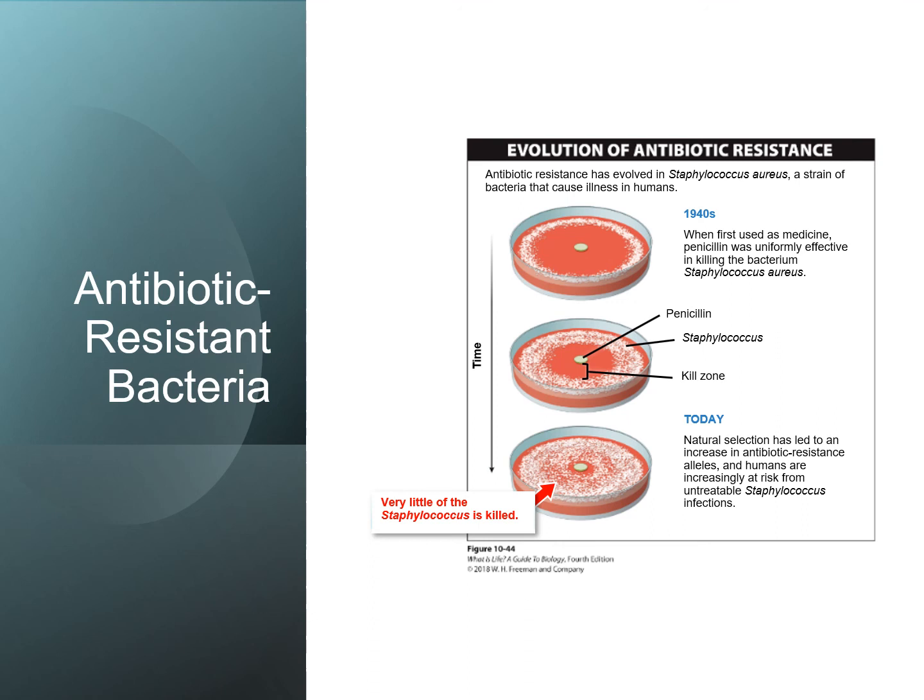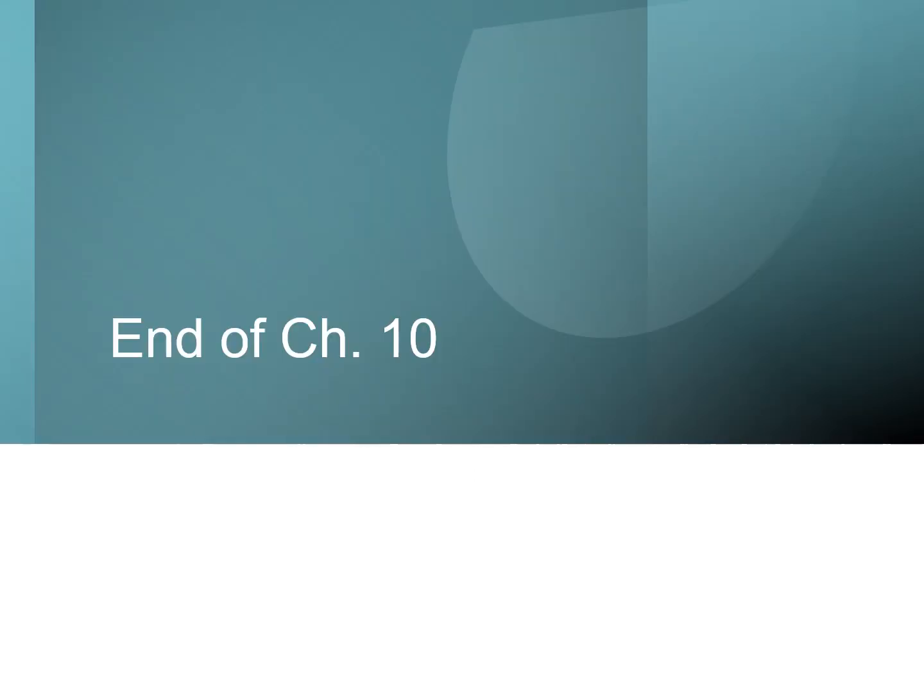Today, the process of natural selection has led to an increase in antibiotic-resistant alleles within the bacteria, and now humans are relatively susceptible to getting infections by Staphylococcus. You've probably heard of a staph infection due to this bacteria that has become penicillin resistant or antibiotic resistant. So that's not a good thing. That is something to be concerned about for sure. And it snuck up on us, but here it is.